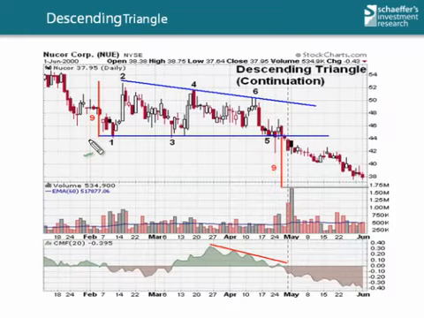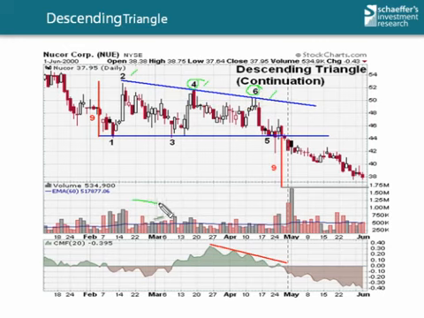Another chart pattern that I like to target when trading straddles is the descending triangle. And this is actually the opposite of an ascending triangle. A descending triangle is formed by a series of lower highs into a support level. So here the support level is 44 or so, and you'll see a lower high here at 4 and a lower high here at 6.